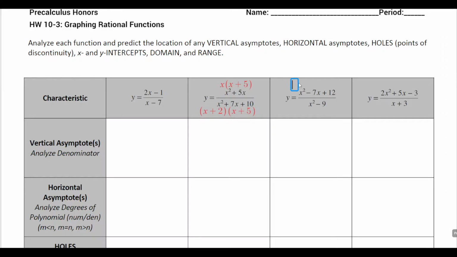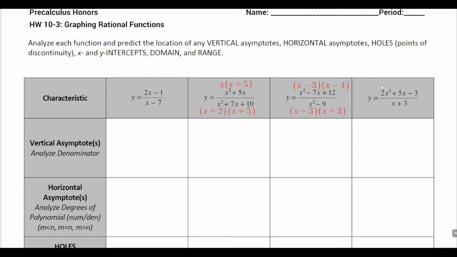So for this third one, I'm going to factor the top. That's going to be x minus 3 times x minus 4. And the denominator is a difference of two squares, so I can factor that as x plus or minus 3. So one way to write that would be x minus 3 times x plus 3. This one also will have a hole at x equals 3. You can see we've got that same factor on the numerator and the denominator.